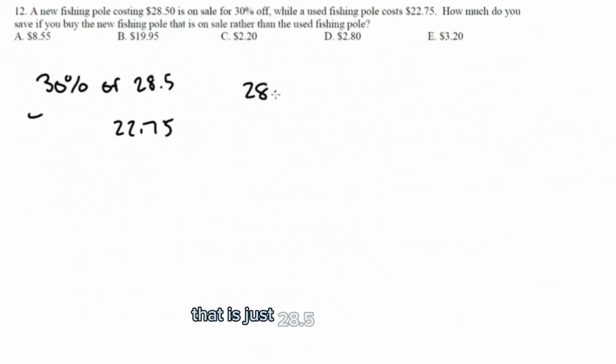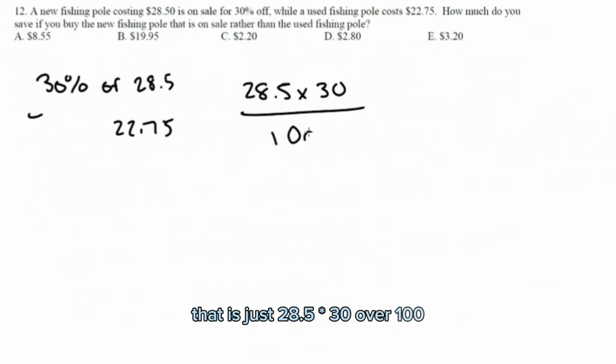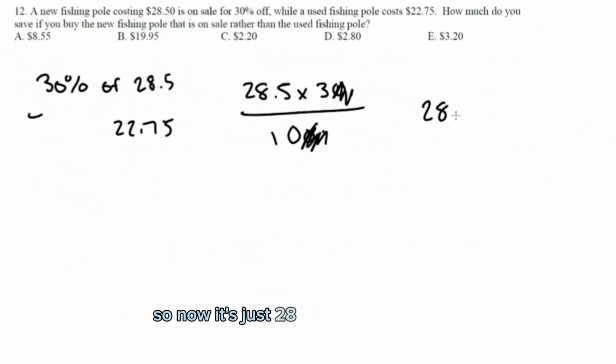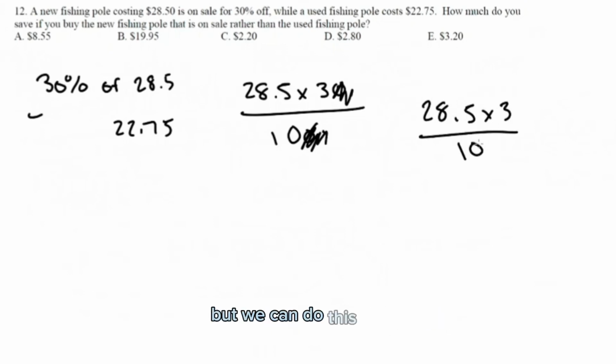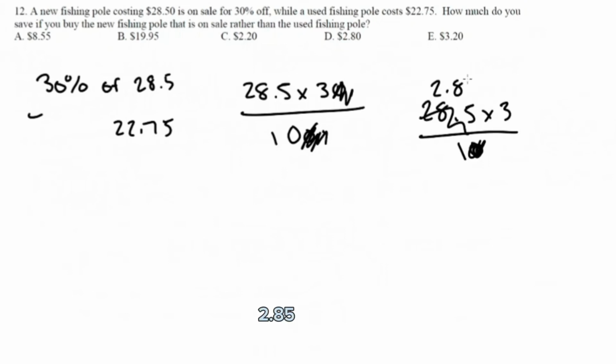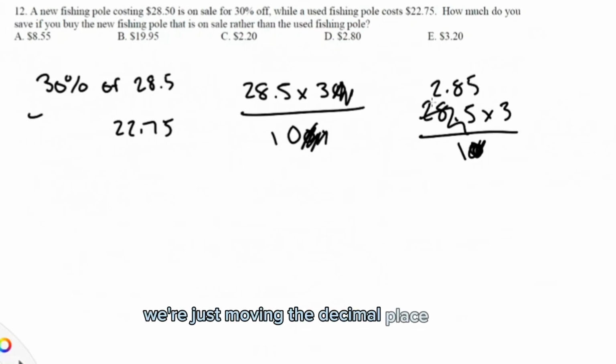That is just 28.5 times 30 over 100. Alright, so 28.5 times 30 over 100. Well, what we can first do is we can get rid of 1 0 here and 1 0 here. So now it's just 28.5 times 3 over 10. But we can do this again by getting rid of 1 0 here and making this 2.85 instead. We're just moving the decimal place once.